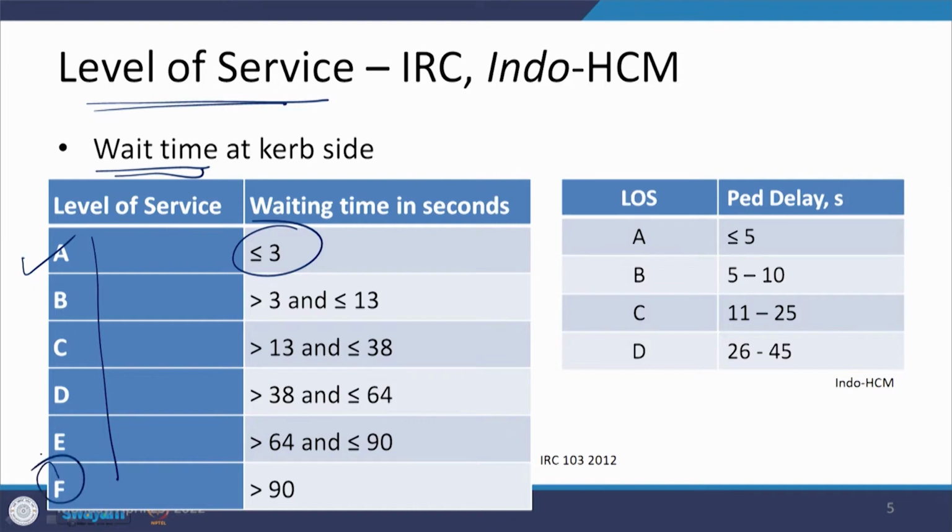Whereas, if you are talking about the worst condition, it says that you are there for 90 seconds or more than 90 seconds. So, that is a difference which is going to be there. Now, this is being talked in terms of a pedestrian delay also.